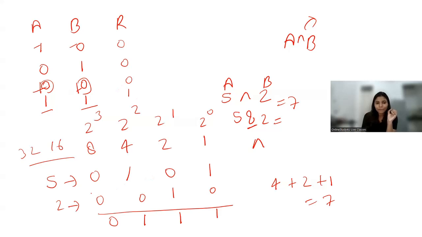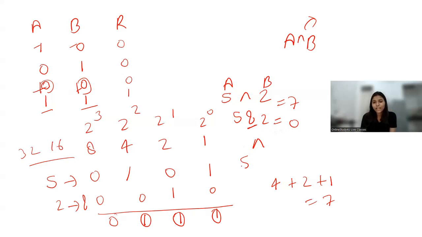So we can perform the AND operation here again, right? So 1 and 0 will be 0, 0 and 1 will be 0, 1 and 0 will be 0, 0 and 0 will be 0. So all are 0, right? Because to make 1, we need 1 and 1. So all will be 0. So the resultant of 5 and 2 will be 0 only.